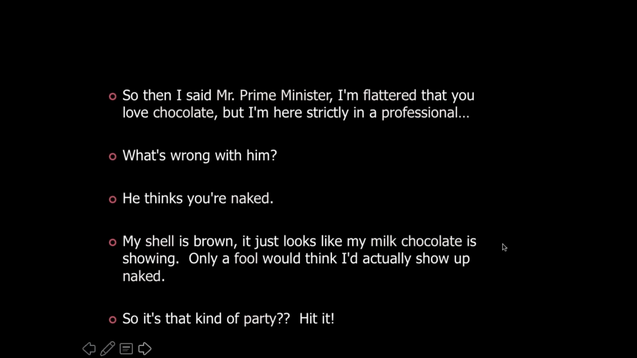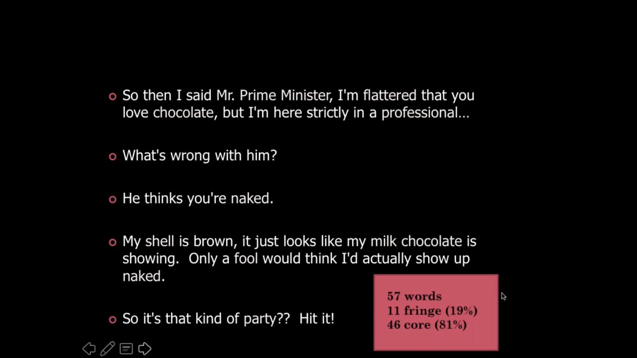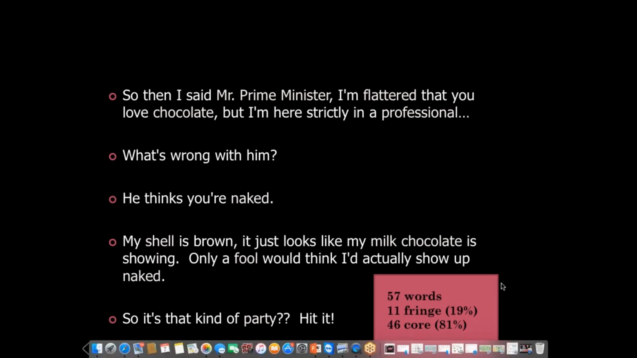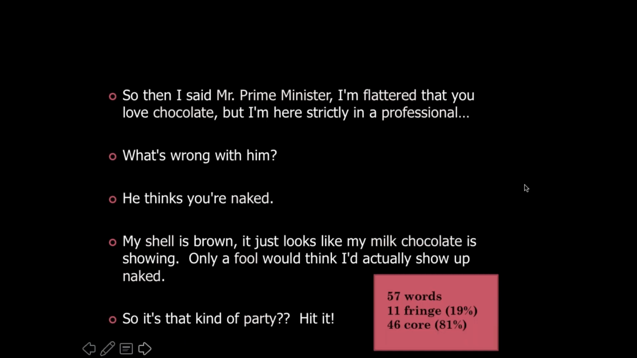And what we're going to find is there's this 80-20 rule. In this commercial, there's 57 words total. 11 of them are fringe and 46 are core. So it makes up, in this example, 81% for core and 19% for fringe. But these percentages are consistent. If you do that same recording of your own conversation with your family member, it's going to come up really similar, give or take a couple percent.